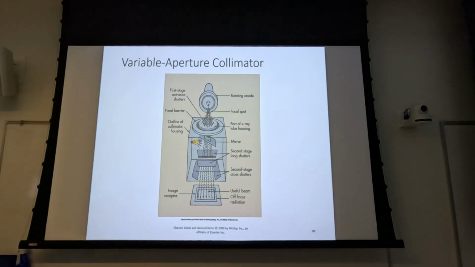So on your test, if you see a question about what is the purpose for the multi-leaf collimator, that's not these. This is to protect the patient from unnecessary radiation exposure. The multi-leaf is this, and that's to protect against off-focus radiation.